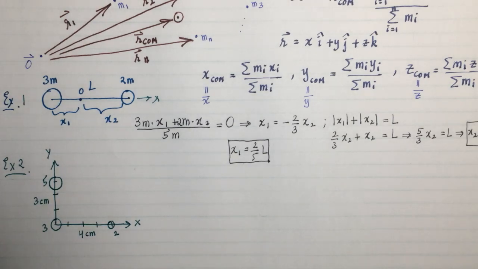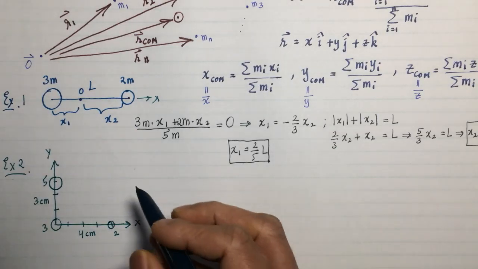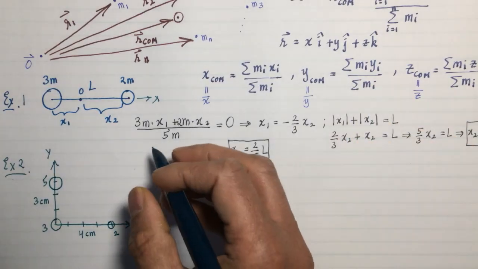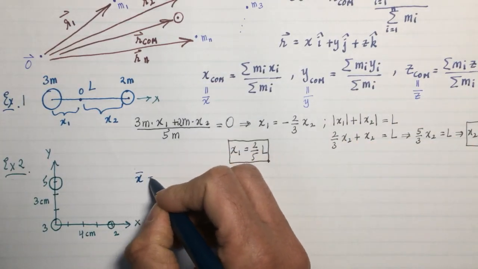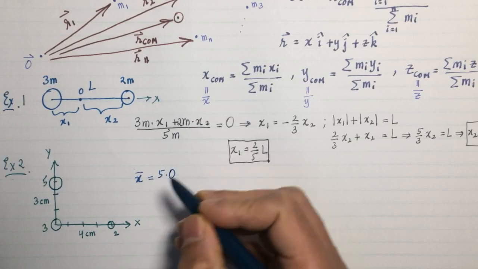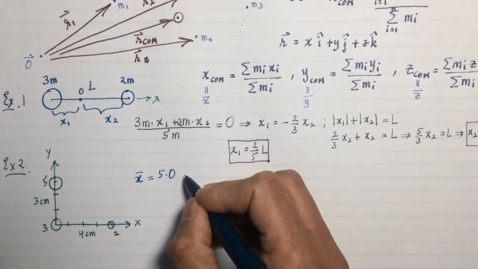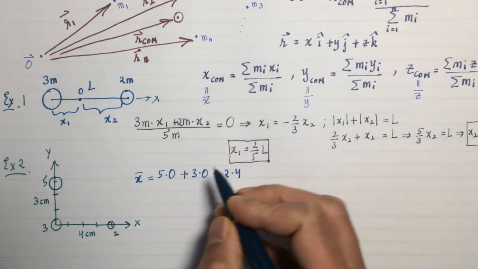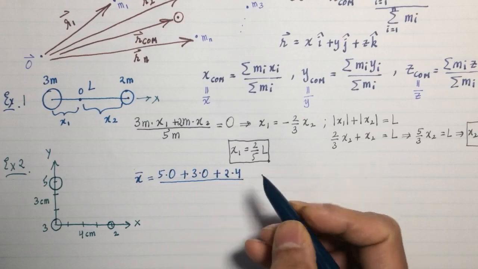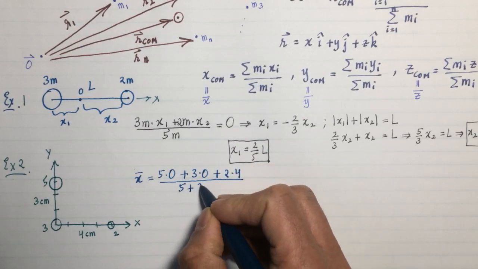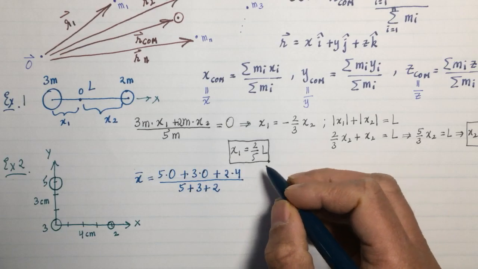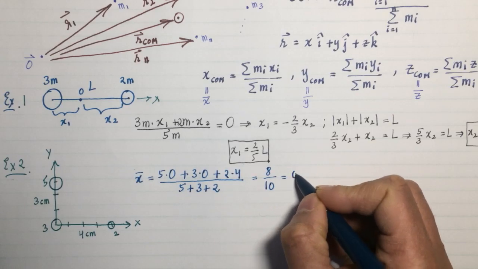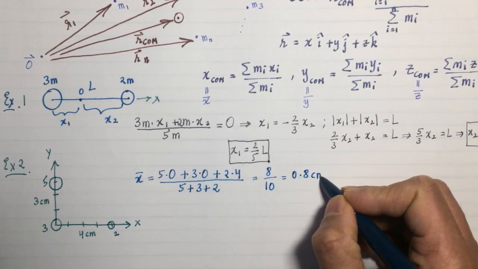This time we have both x and y, so we have to use this formula for the x and that formula for the y. So x bar is going to be 5 times 0, because the x coordinate for 5 is 0, plus 3 times 0, plus 2 times 4. Only 2 has a non-vanishing x coordinate, and then the total mass is that 5 plus 3 plus 2. Well, that's 8 over 10, which is 0.8 centimeters.